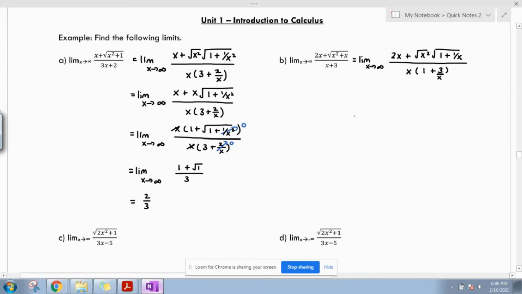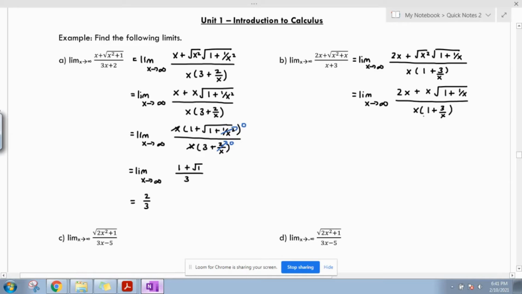Alrighties. So again, I'm just going to simplify some things. I'm going to have the limit as x approaches infinity. Then I'm going to have 2x plus the square root of x squared. Because I'm dealing with positive infinity, I'm going to leave it as just plain old x. And then I'm going to do square root of 1 plus 1 over x all over x times 1 plus 3 over x.